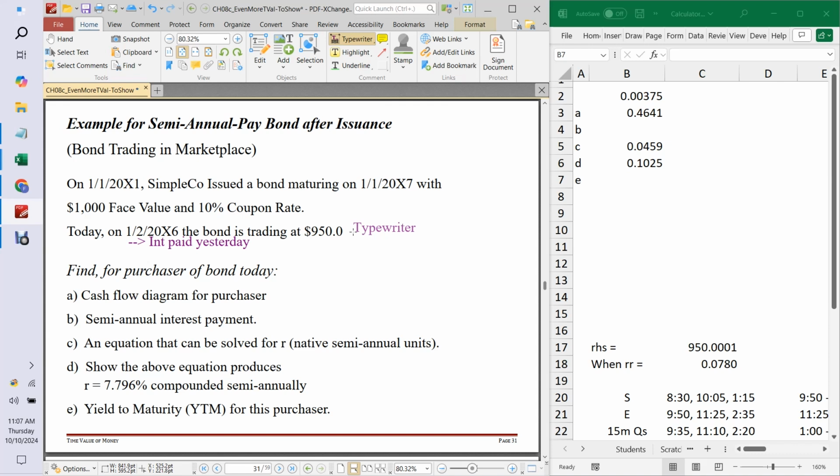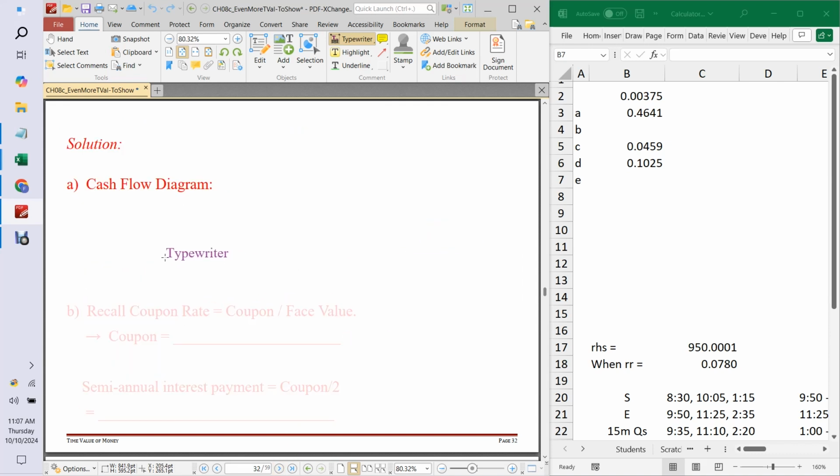Then I go 6 months after that, and I get to January 1 of x7, and that's when the contract ends. So I know I've got to go out 2 more payment periods. So let's see how that looks in a cash flow diagram here. So I'll do it over here. Get my little arrow tool going here.